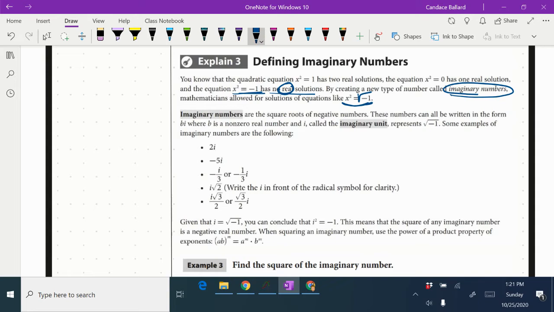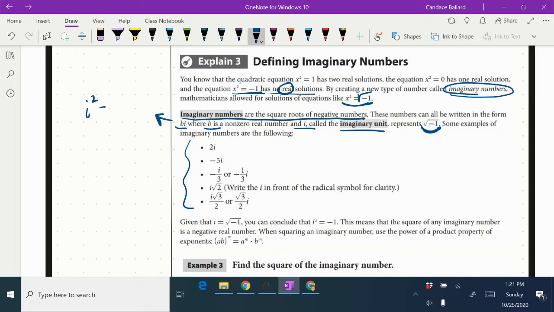Imaginary numbers are the square roots of negative numbers. So that's important. They're the square roots of negative numbers. These numbers can be written in the form bi, where b is the non-zero number, i is the imaginary unit, and represents the square root of -1. Some examples of imaginary numbers are as follows. So there's something here that we need to put a little note on the outside here.